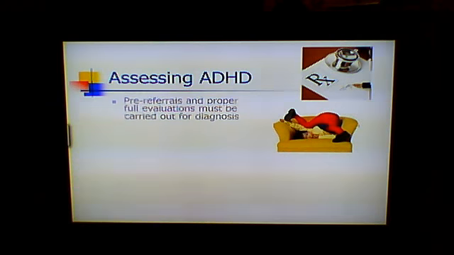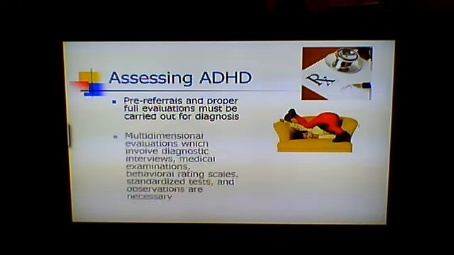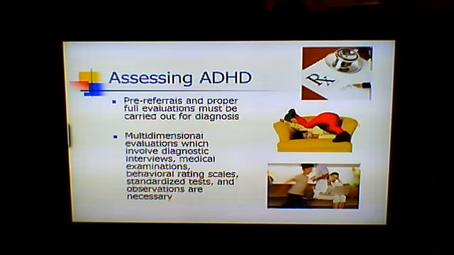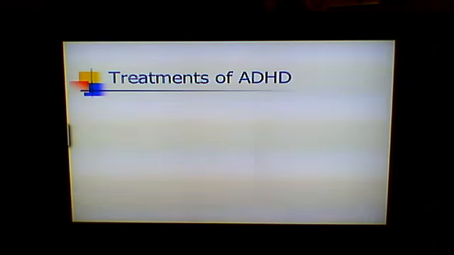Assessing ADHD. Pre-referrals and proper full evaluations must be carried out for diagnosis. Multidimensional evaluations, which involve diagnostic interviews, medical examinations, behavioral rate scales, standardized testing, and observations are necessary. All these evaluations are necessary so that ADHD is not misdiagnosed, and so that early intervention can be implemented based on students' needs.